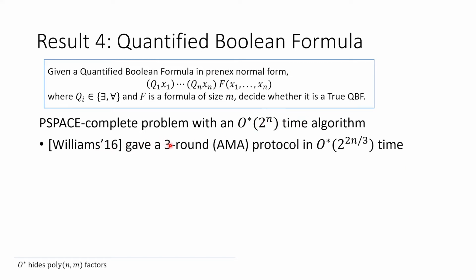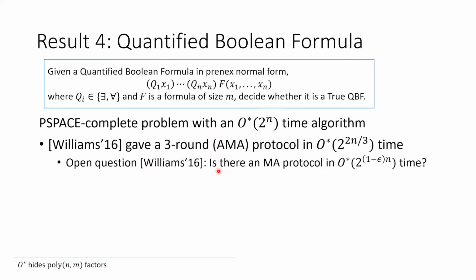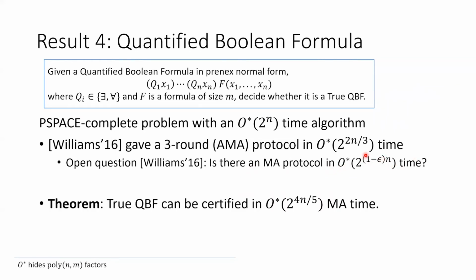Previously, Williams gave a 3-round Arthur-Merlin-Arthur protocol, which runs in 2 to the 2n over 3 time. Here, the proof by Merlin depends on the randomness of Arthur in the first round. And Williams asked the open question of whether there is a Merlin-Arthur protocol that achieves a non-trivial running time. And here we affirmatively answer this question by showing a Merlin-Arthur protocol for true QBF in 2 to the 4n over 5 time.